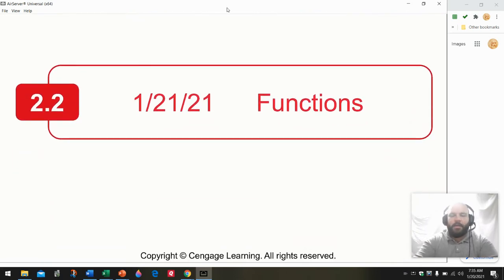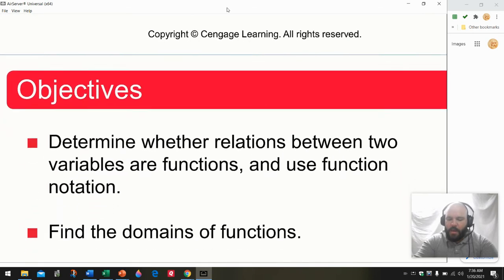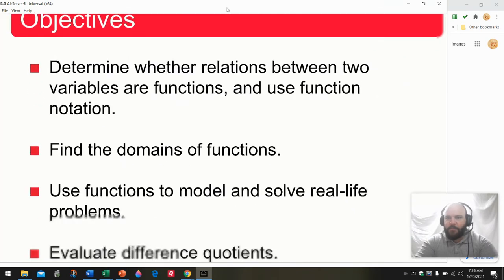We are going to begin our discussion in Chapter 2, Section 2. And what this chapter and section covers are functions. Now, you may have learned some of this stuff before, so hopefully it's not too terribly difficult for you. So this is what we're going to be talking about in Chapter 2, Section 2.